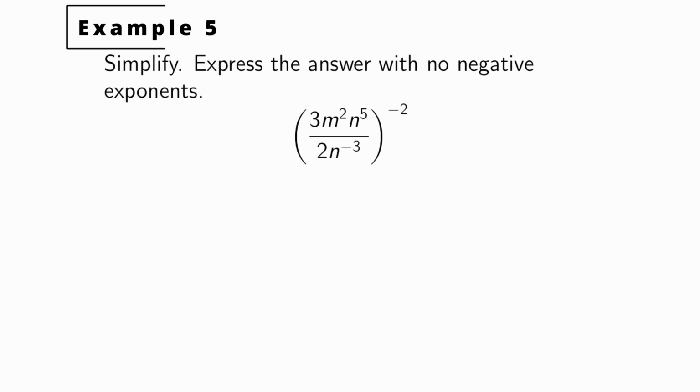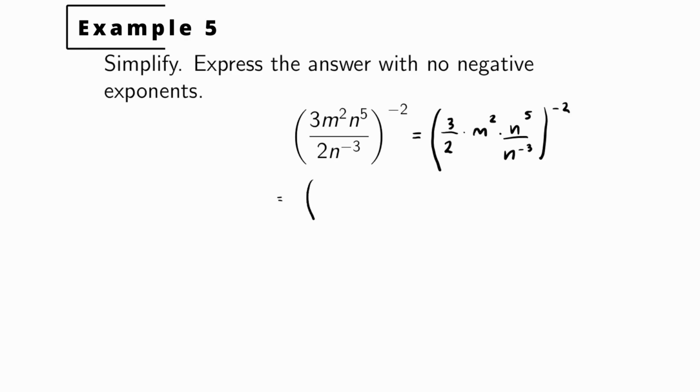Example 5. The first thing we want to do in this example, again, is simplify anything inside of the parentheses, since parentheses is the first step in order of operations. I'm going to do this kind of like we did last problem. So we get 3 over 2 times m squared. There are no m factors in the denominator, so there's nothing to do there. And then times n to the fifth over n to the negative 3. We want to take that to the negative 2 power.